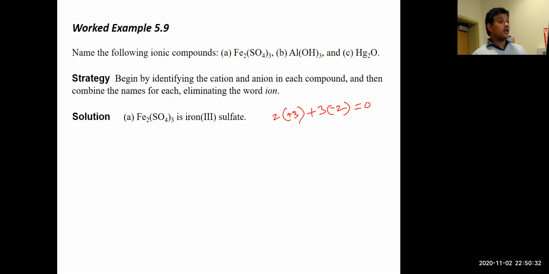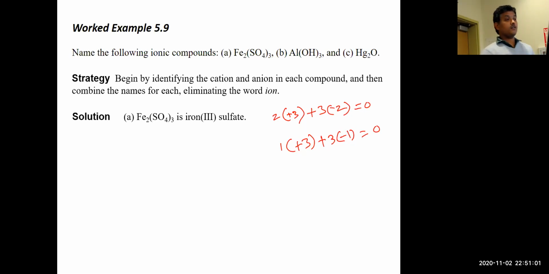How do you name Al(OH)3? So you need to know that aluminum is from group 3. So a group 3 element will have a fixed charge of +3. And now you need to have the overall neutral charge. And there are 3 OHs. And to have an overall neutral charge, you should have a charge of -1.